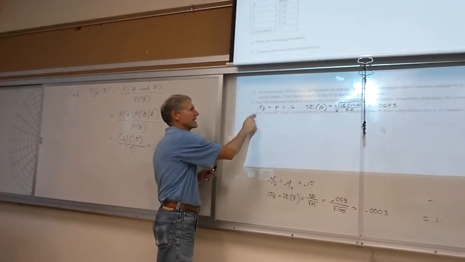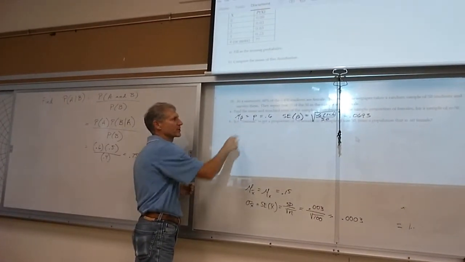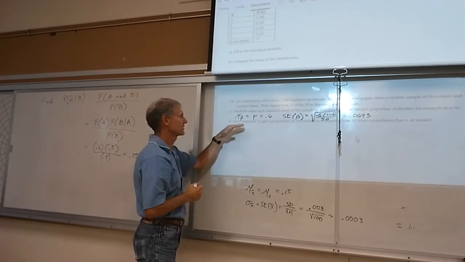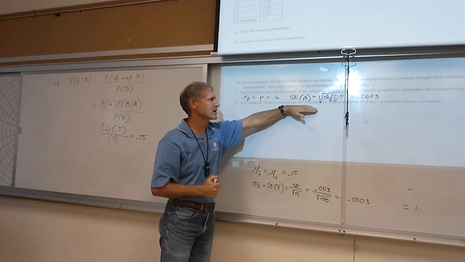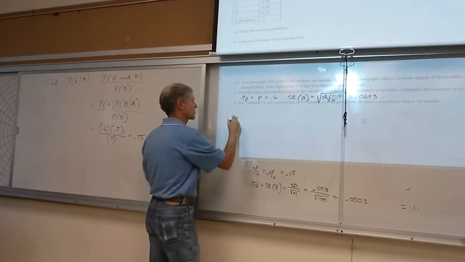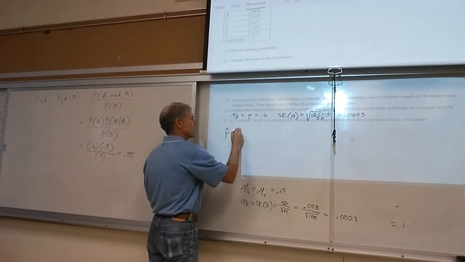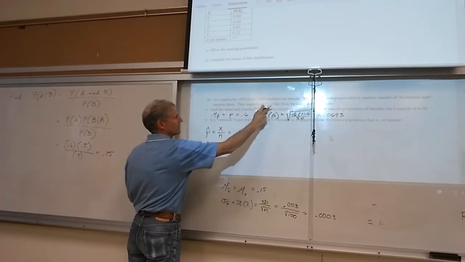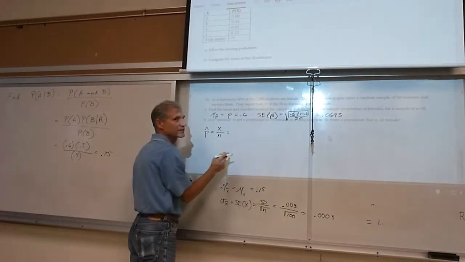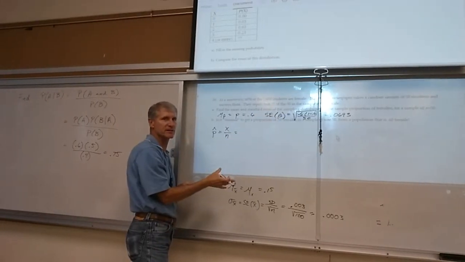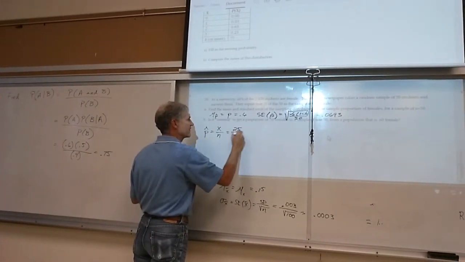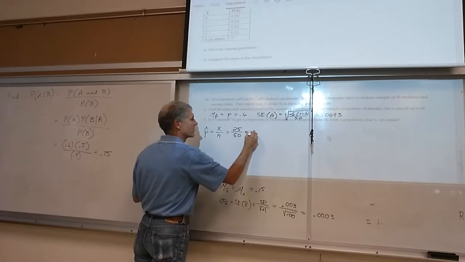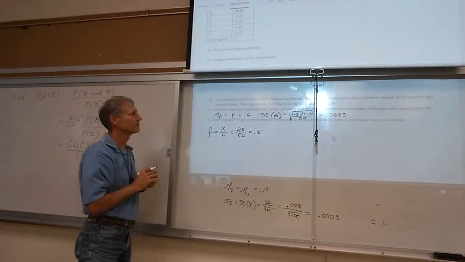So that's part A. Now, is it unusual to get a proportion of 0.5 females in the sample? So that's what p hat was. P hat is x over n, which was 25 over 50. X is the number of successes. P hat is the proportion of successes. So it's 25 out of 50, which is 0.5. Would that be unusual?